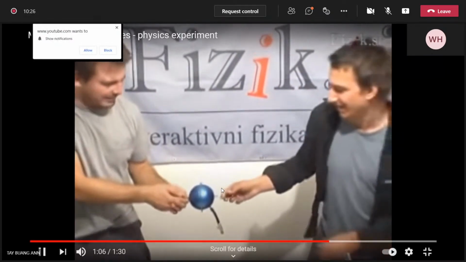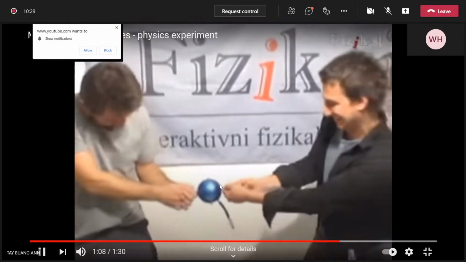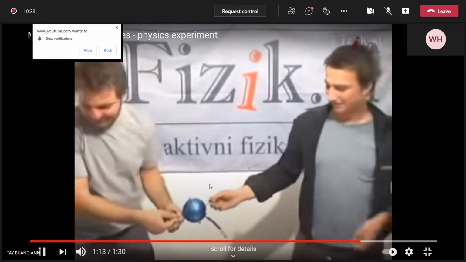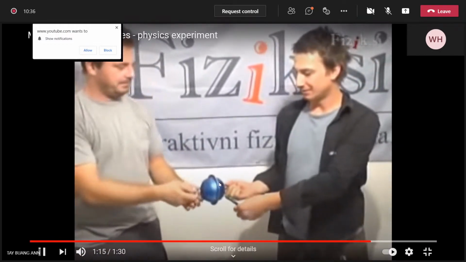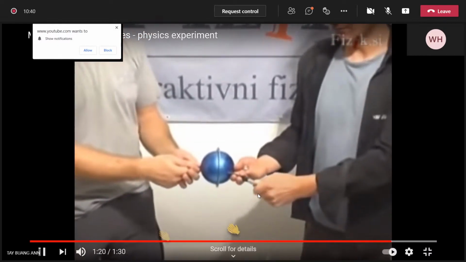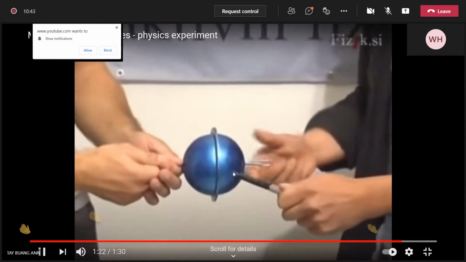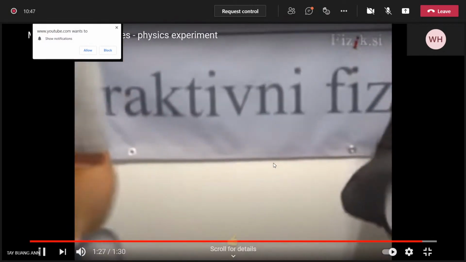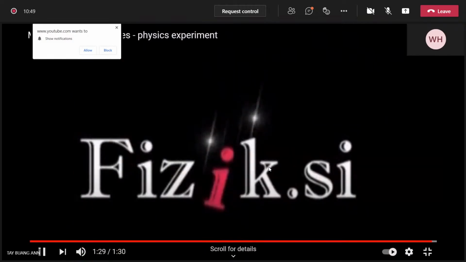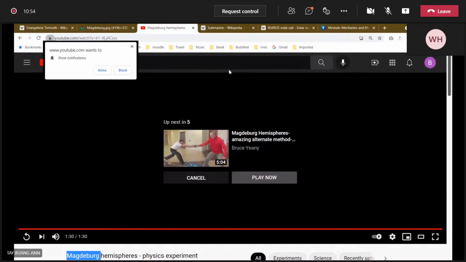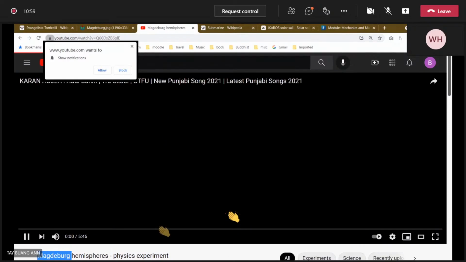You can see this is impossible. Even if you have many horses to pull this apart, it's impossible. This shows the strength of the atmospheric pressure. Now we try to release it, so we let air move into the hemisphere again. And see what happens? Then you can pull it apart easily. So this is a very nice demonstration of the Magdeburg sphere and atmospheric pressure.